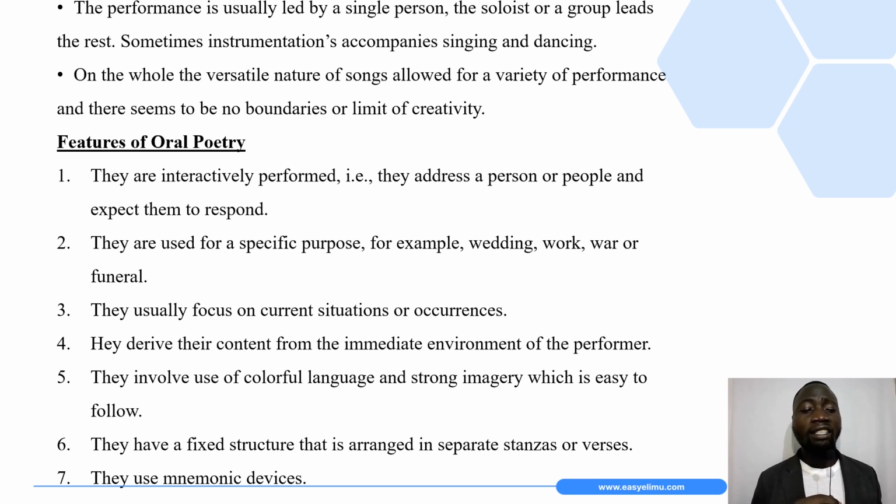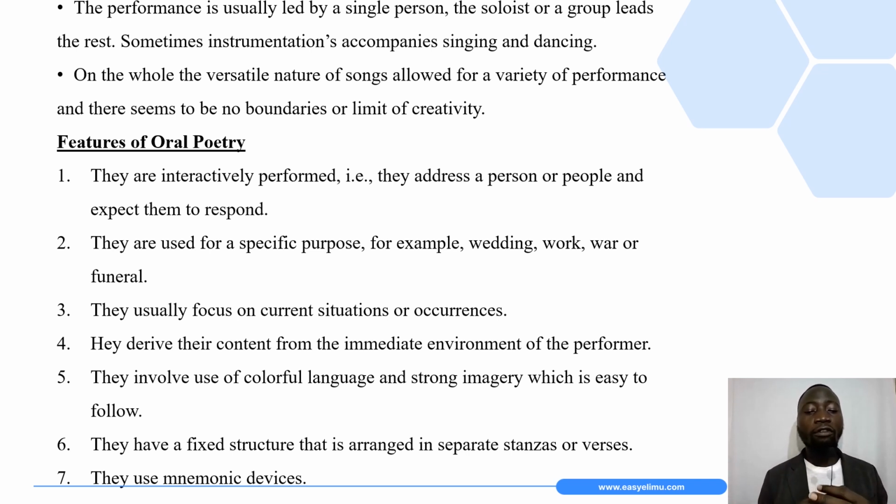Another feature is that these songs usually focus on current situations or occurrences. For example, if people are nearing election period, you will find that we have artists who compose political songs. That means that when they do that, they are focusing on the current situation or occurrences in the community. Another feature is that oral poetry derives its content from the immediate environment of the performer. They are produced and created in the immediate environment of the performer.